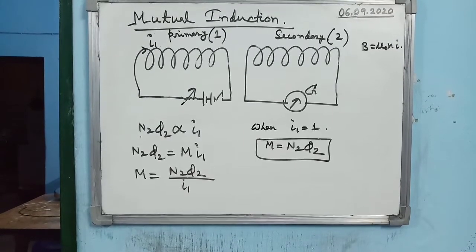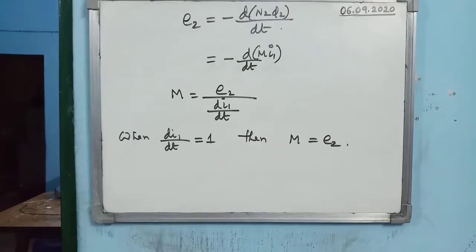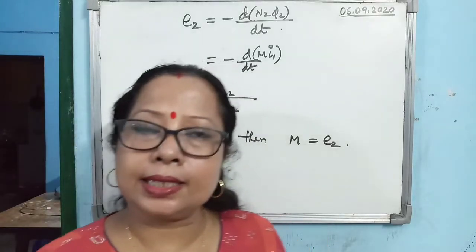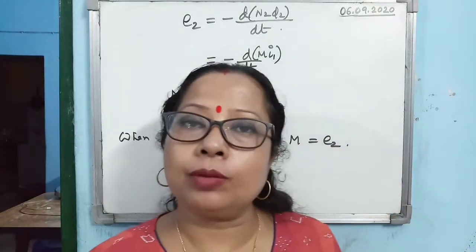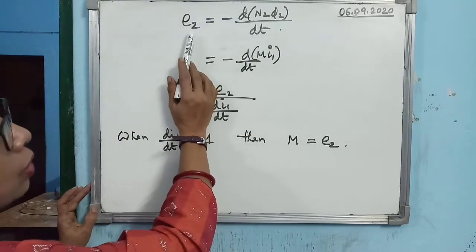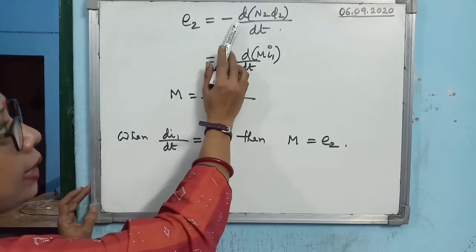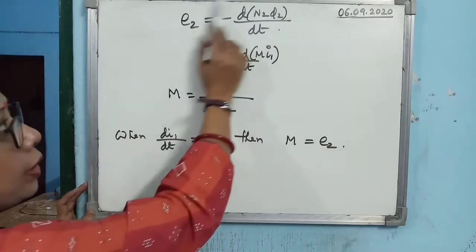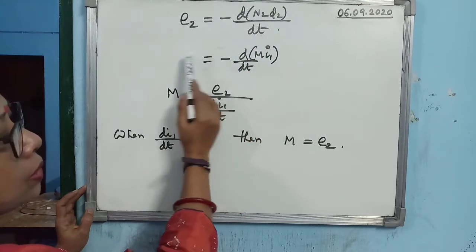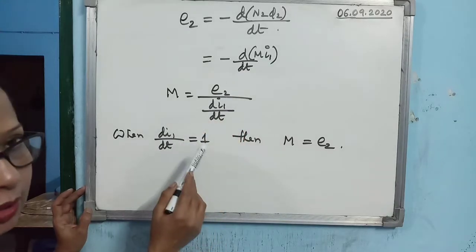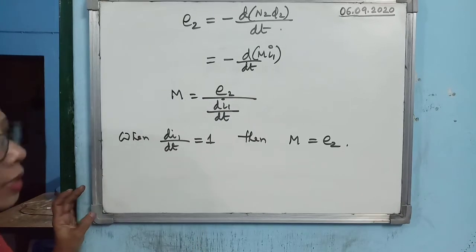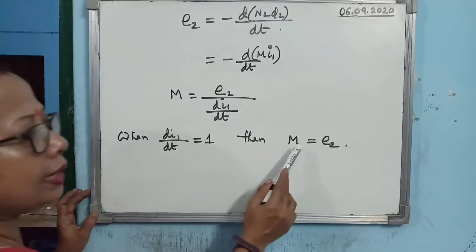Just like the self-induction, we can define mutual induction also in terms of induced EMF. Because we have seen when there will be a change in current in the primary, an EMF will be induced in the secondary. So according to Faraday's law, how you can write what will be the EMF induced in the secondary? E2 is equal to minus d N2 phi2 by dt. This is according to Faraday's law. Again, N2 phi2 is equal to M I1. So you can take M outside the derivative. On simplification, I have jumped 2 steps here. So M is equal to E2 by di1 by dt. So if di1 by dt equal to 1, then M is equal to E2.